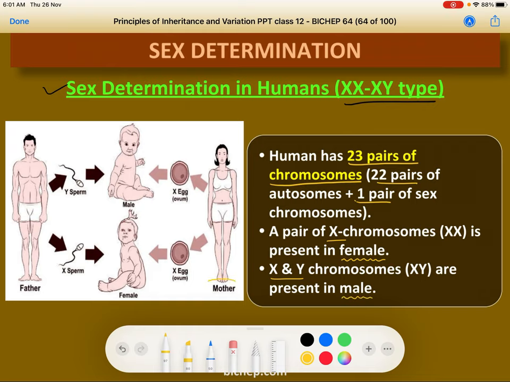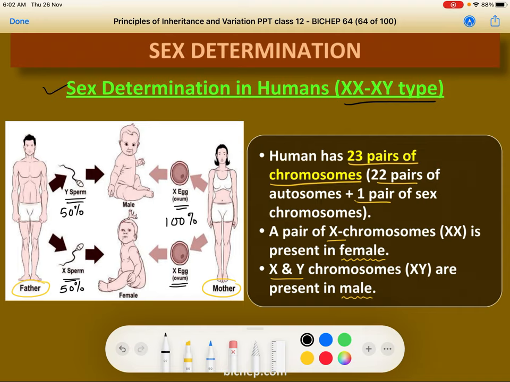So mother and father both have different types of chromosomes in the gametes, right? Father, half of the sperms will contain Y chromosome, and half of the sperms will contain X chromosome. But mother, whatsoever eggs will be produced, all will have X chromosome only. So here 50% Y chromosome and 50% X chromosome, whereas here 100% X chromosome.